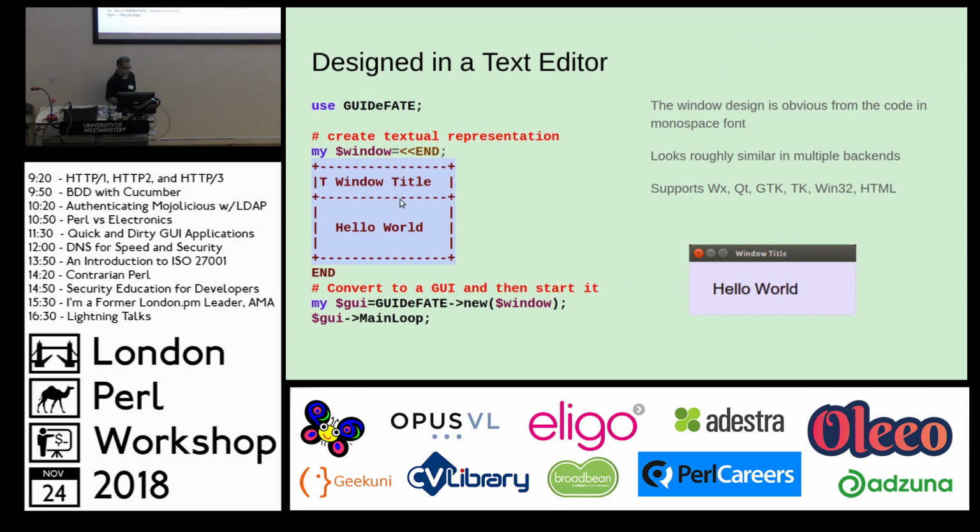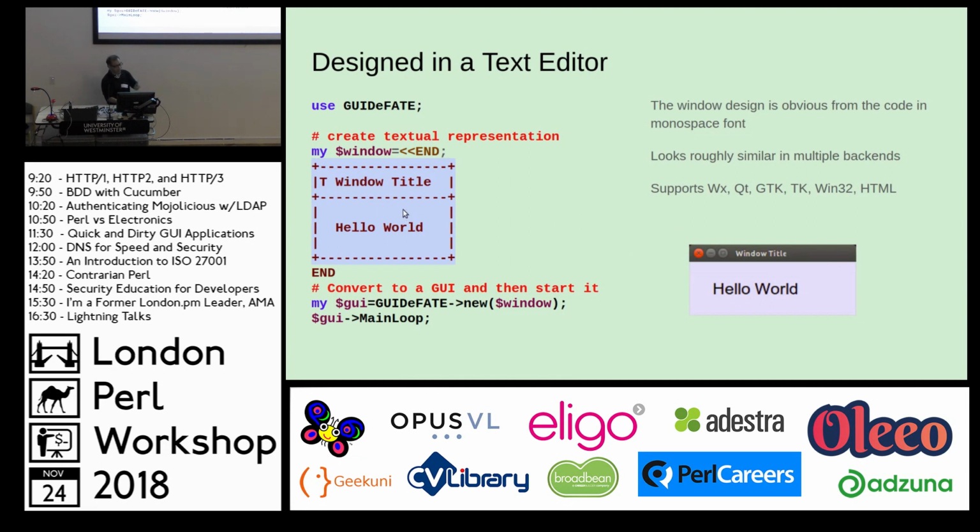So here it is. This is how it works. You use GUI::DeFate. You create a string that represents your textual idea of your thing, and you use GUI::DeFate to convert that to a window. And you start the main loop. A GUI interface, I have discovered, requires a looping application, and all of them have a little main loop. So you can generate a little desktop application that does that.